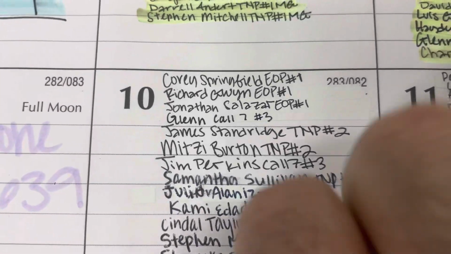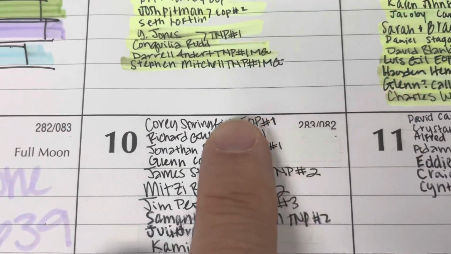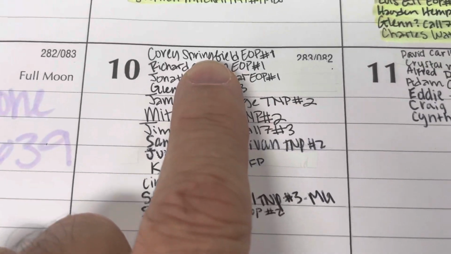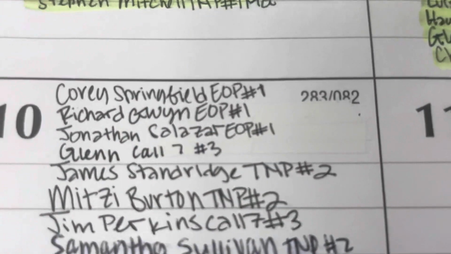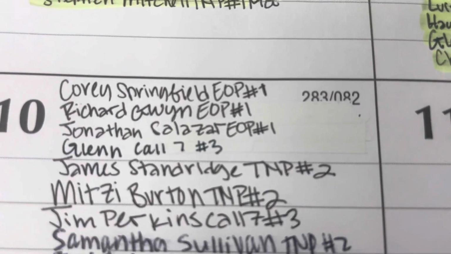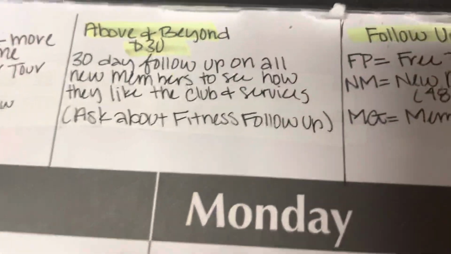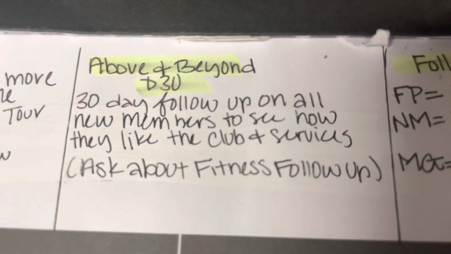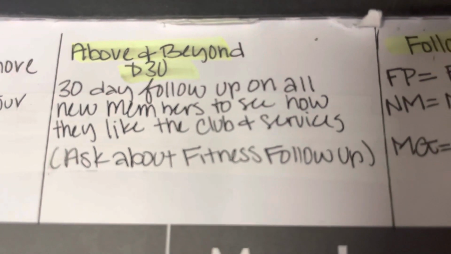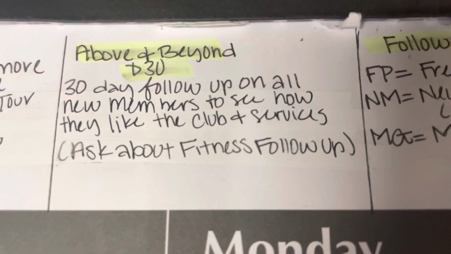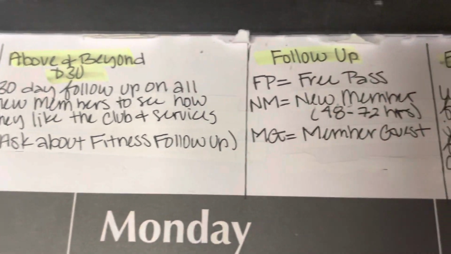Give you an example right here. This is going to have a person. It's going to say EOP number 1. EOP is going to be all written up here. Like go down this line, we got above and beyond D30. D30 is someone who joined and they've been here for 30 days, and we call and follow up to make sure they're still liking the club.